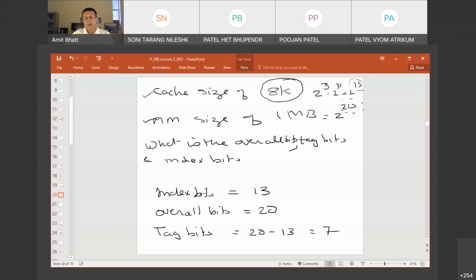Previously it was 8K, now it is 16K. So 16K is 2 raised to 4 into 2 raised to 10, that is equal to 2 raised to 14. So my index bits would be 14 and my tag bits would be 20 minus 14, that is equal to 6. So that is how you can play it like an accordion. Overall bits is totally determined by the main memory size. Index bits are totally determined by your cache size, and tag bits is the difference between the two, the overall bits minus the index bits. Does anyone have any question?